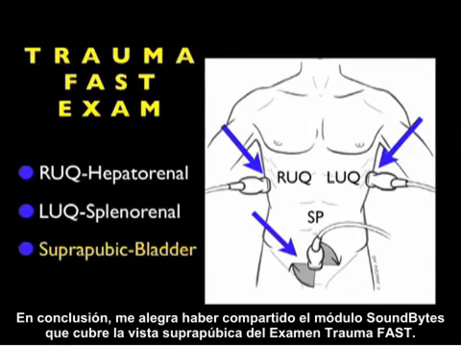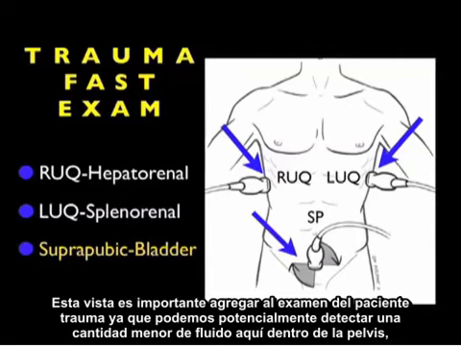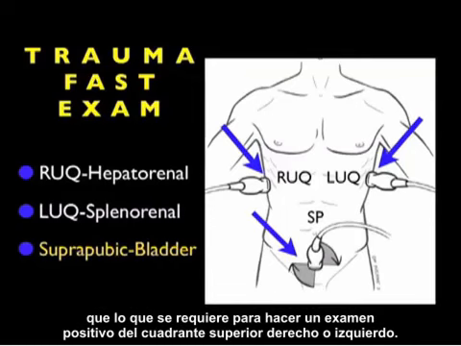In conclusion, I'm glad I could share with you the Soundbites module covering the suprapubic view of the trauma FAST exam. This view is a very important one to add on to the exam of your trauma patient, as we can potentially detect a smaller amount of fluid here within the pelvis than it takes to make a positive right upper quadrant or left upper quadrant view.